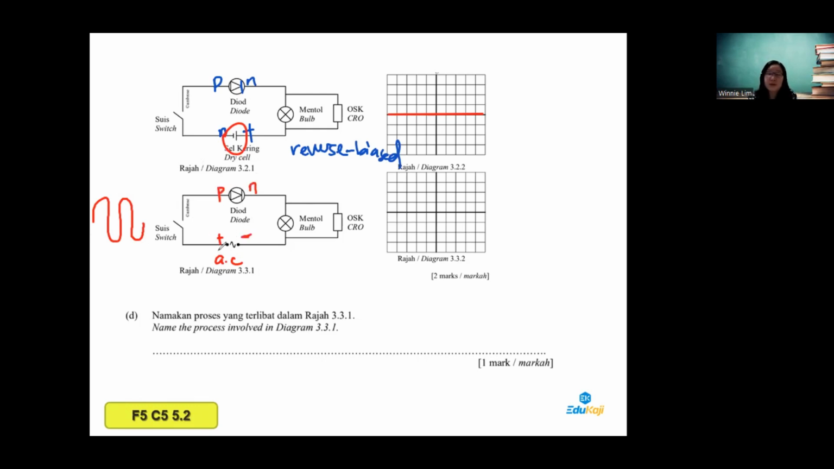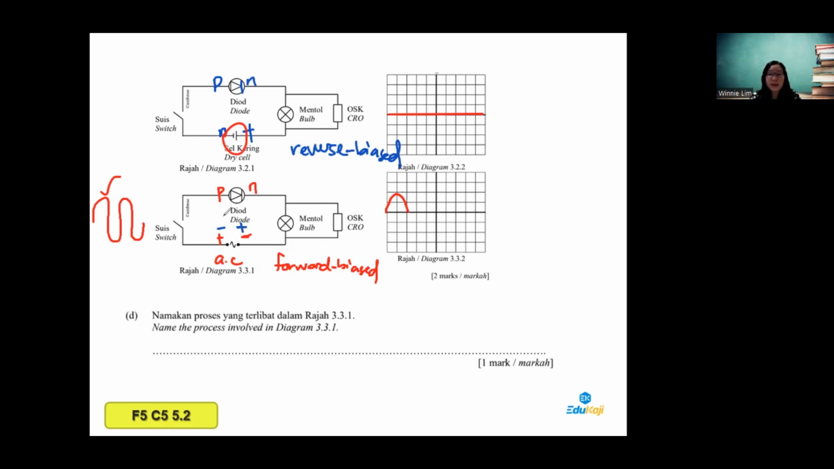Assume we start with the positive terminal first. So P-type positive, N-type negative is considered what? Forward bias. So that means there is current. That's why you have an output, let's say teacher takes 2 boxes. But then what happens is AC will always interchange its terminals every half cycle. So now it becomes negative, positive.